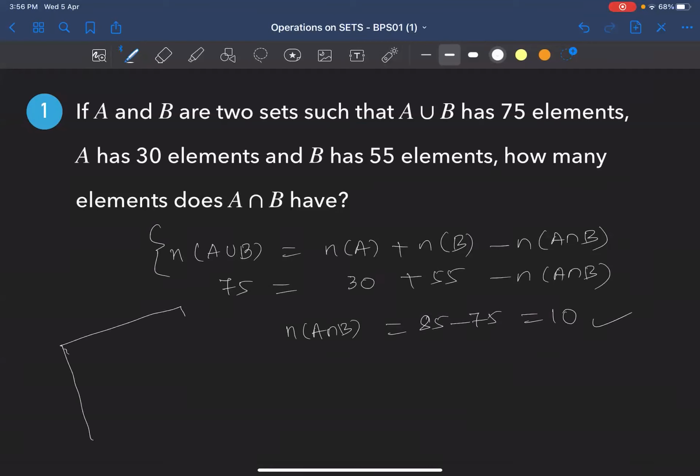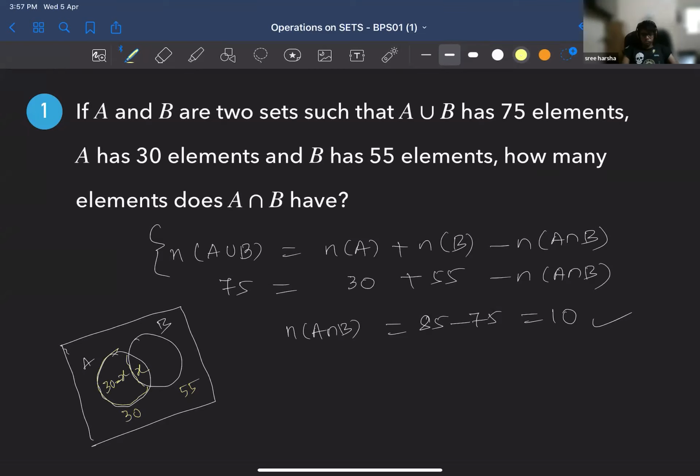If you draw the Venn diagram, the rectangle represents the universal set, and then you place those A and B. So this is A and this is B. A has 30 elements, and B has 55 elements. Overall, you have 75 elements. You don't know how many elements are present in the intersection. That is what you want to find. So you can place X. If that is X, the remaining region of A will be 30 minus X, right?